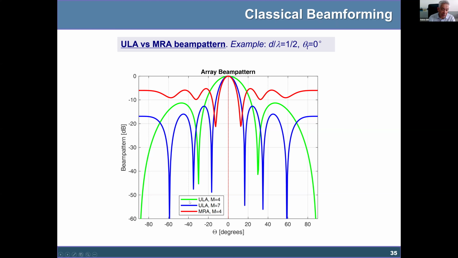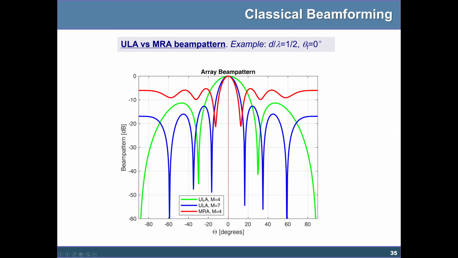In green, you can see the ULA with the same number of sensors as the MRA. Obviously, the side lobes are worse than the blue one, but are better than the red, but the resolution is much worse because the aperture is smaller.